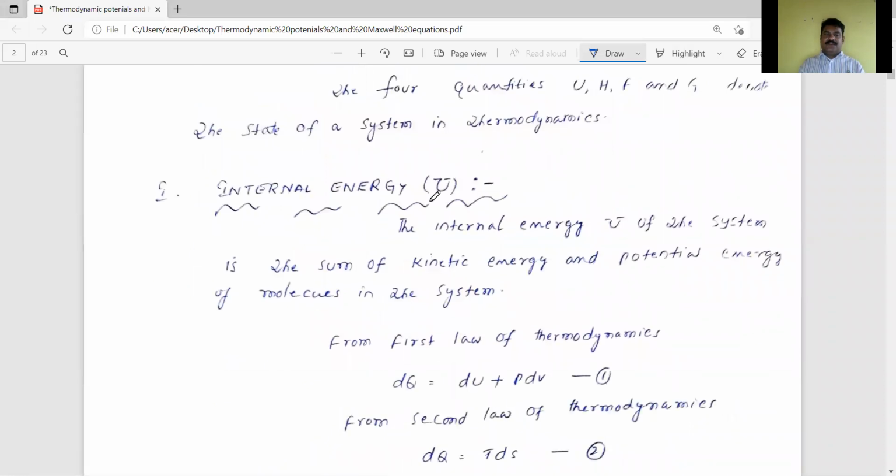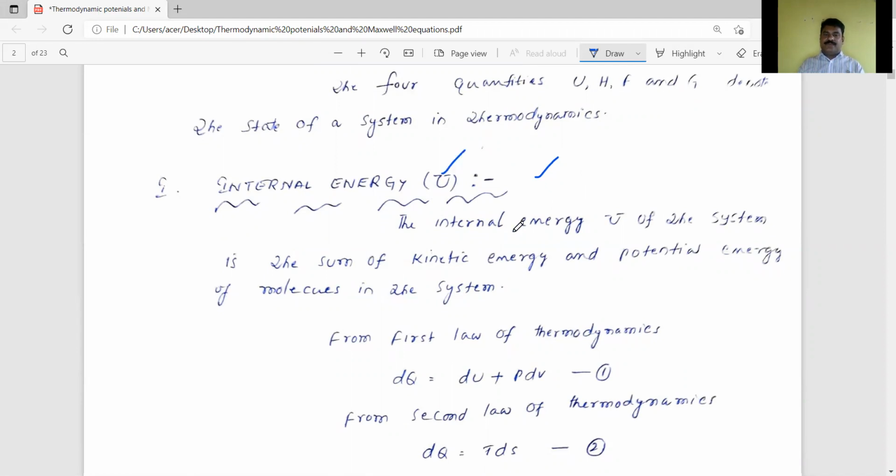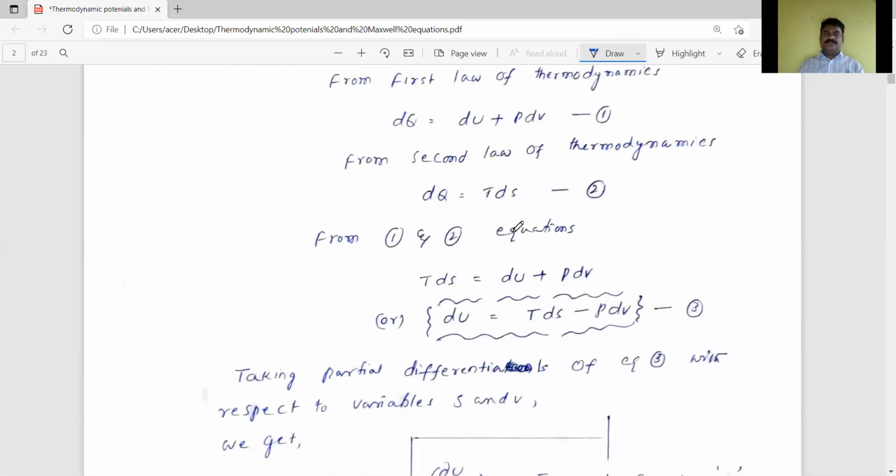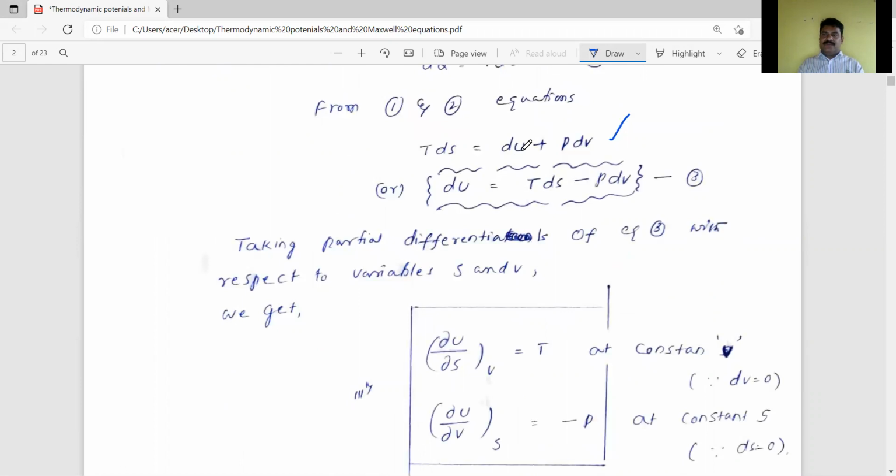What is internal energy? The sum of kinetic energy and potential energy is called internal energy, and it is denoted by U. From the first and second laws of thermodynamics, we have written another equation, TdS equal to dU plus pdV. From that, we have written dU equal to TdS minus pdV. From this equation, we have written two more equations.